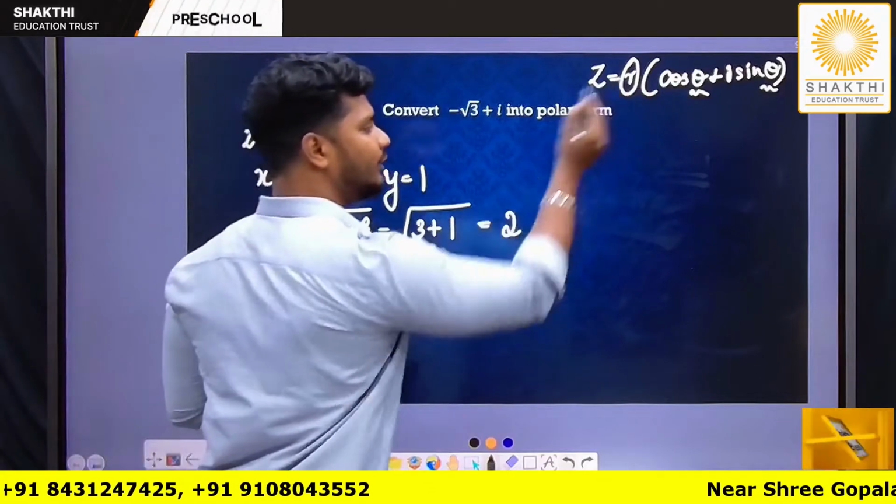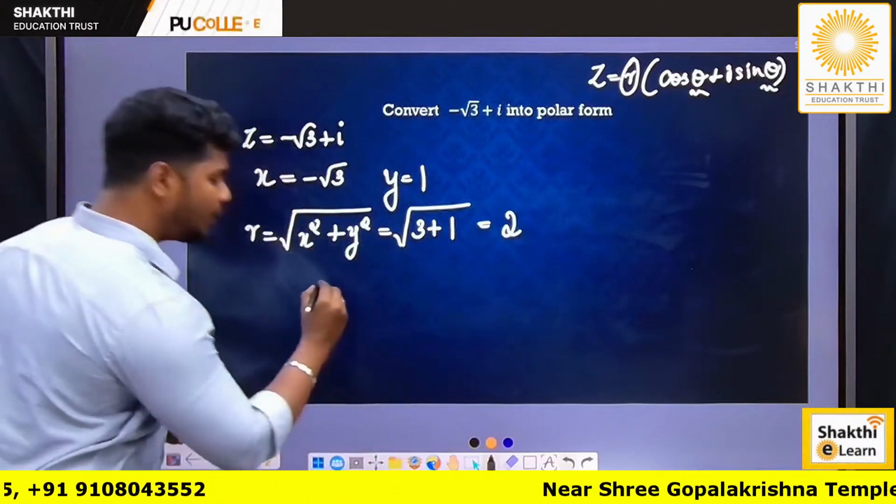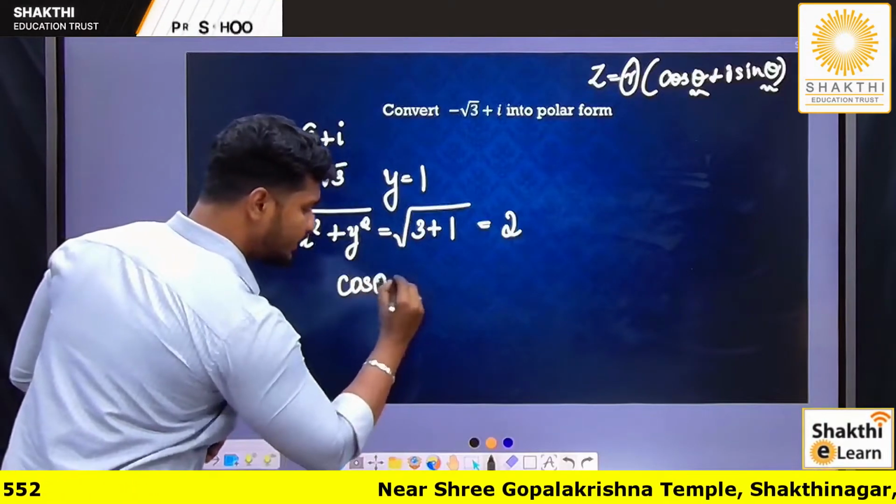The next thing I have to find is the value of theta. Now to find the value of theta, I know what is cos theta and sin theta.